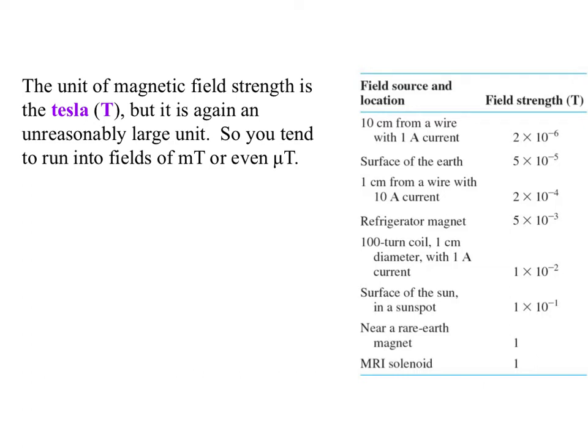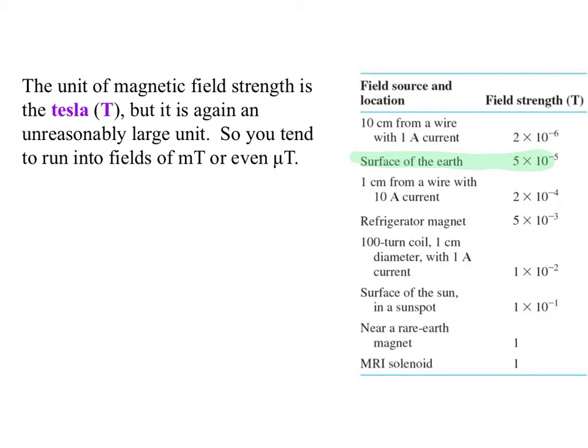Drawn from a textbook, we have some typical field strengths. Maybe the important one to use as your baseline is this place we live called the Earth. That is 5 times 10 to the minus 5 Tesla, or 50 microtesla. So 50 microtesla is the real world background field of the Earth. We'll tend to get more than that, but not much more than that.